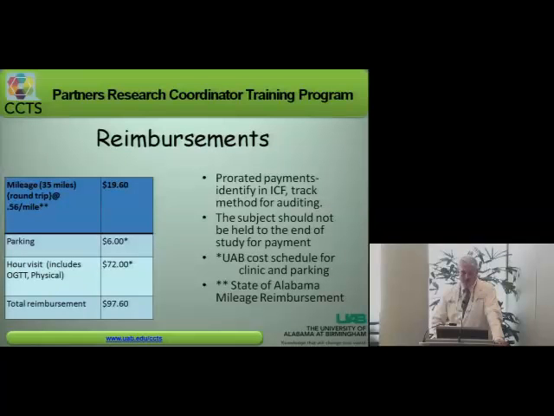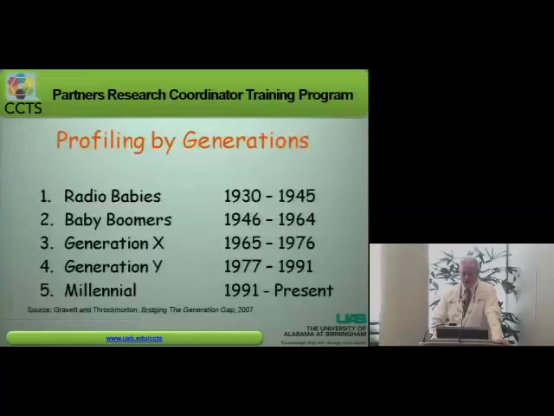This is what I was talking about, the reimbursement. For a 35-mile trip, it's like 56 cents a mile. The parking is $6, depending on which parking deck you park into. The typical visit is like $72, and so your total reimbursement is like $100. So that's usually $100, $50 to $100 for a visit is usually not really looked at badly. When you get higher than that and you don't have the paperwork to match it, that's usually where you get in trouble.